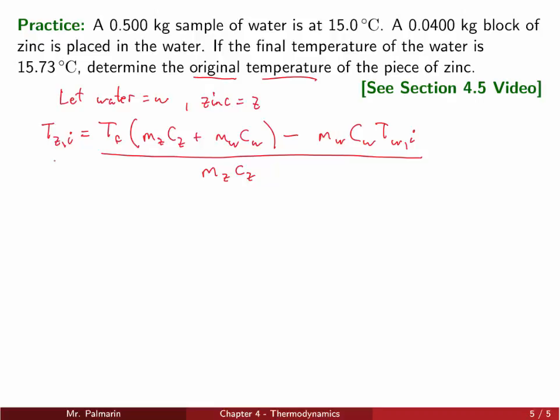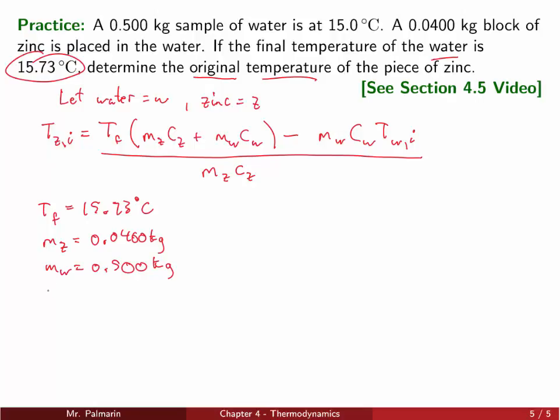So what do you actually know? Well, you know TF, the final temperature. It's 15.73. It does say the final temperature of water, but of course thermal equilibrium necessitates that it is the final temperature of the zinc as well. The mass of zinc is 0.0400, 3 significant figures. And then the mass of water is 0.500. And the initial temperature of water is 15 degrees Celsius.